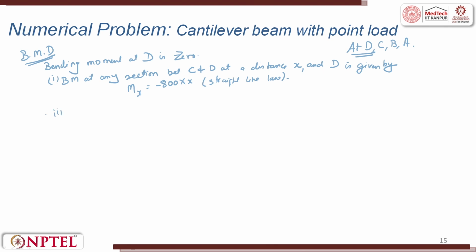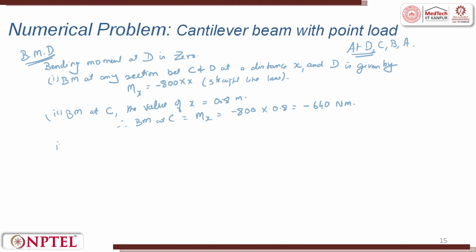Now, bending moment at C, the value of x is equal to 0.8 meters. So, the bending moment at C will be Mx equal to minus 800 into 0.8, which is nothing but minus 640 Newton meter, because it is a torque component.